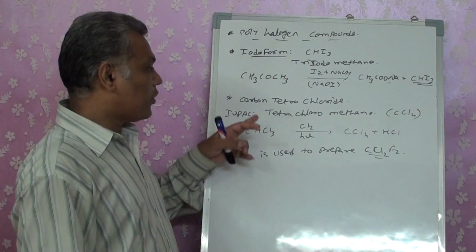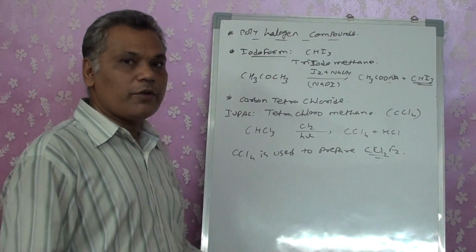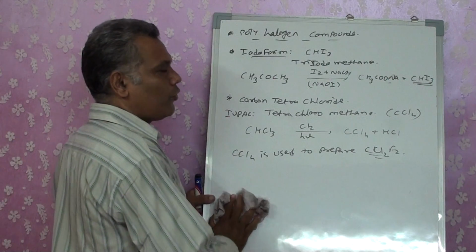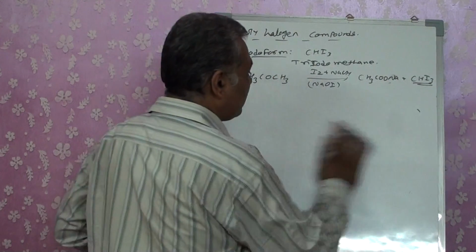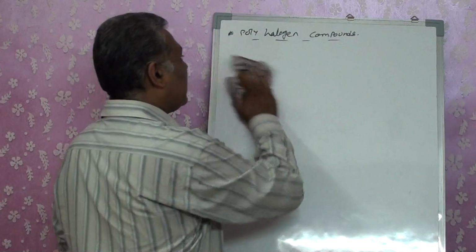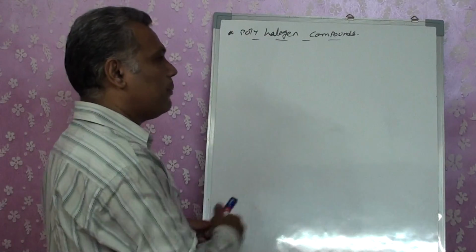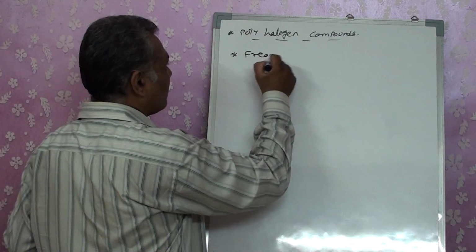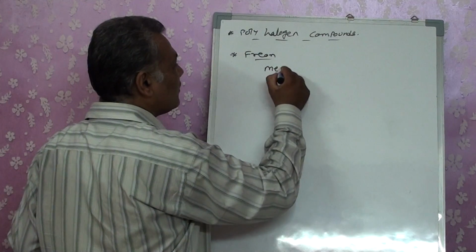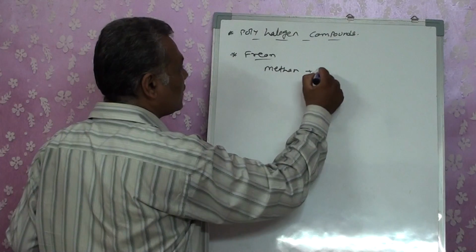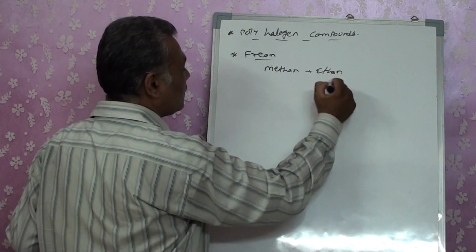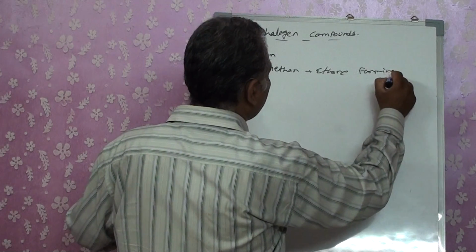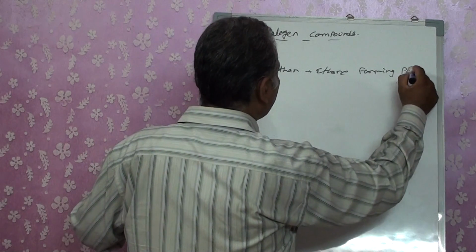Particularly, as we already wrote, it is used in the preparation of chlorofluorocarbon. Our next compound that we are going to study is nothing else but freon. That means the compound itself. Freon is actually methane plus ethane forming polyhalide compounds.